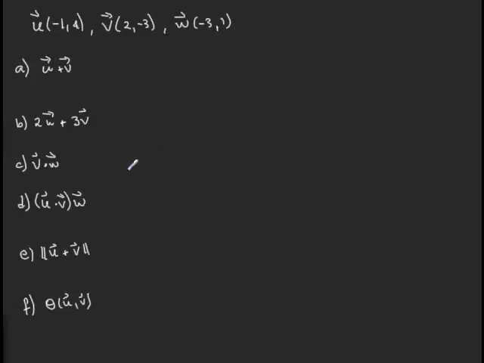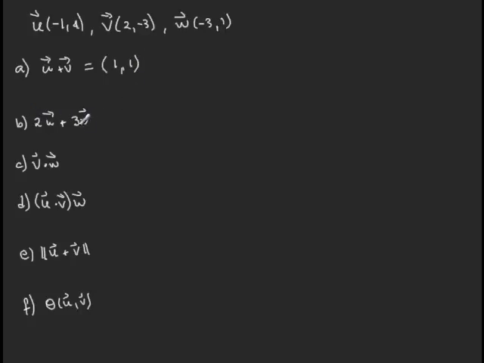In question number 3, you're given three vectors, vector u, v, and w, with these components over here. And in part A, what they're asking you to do is to add vector u plus vector v. And that's as straightforward as adding the x components of u with the x component of v, and the y component of u with the y component of v. So that would be minus 1 plus 2, that's 1. And 4 plus minus 3 is 1.